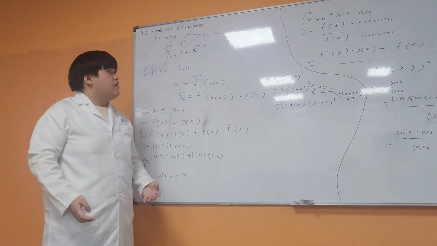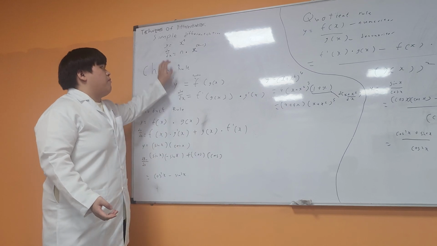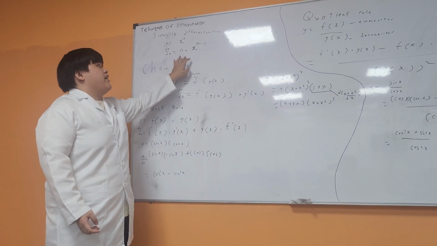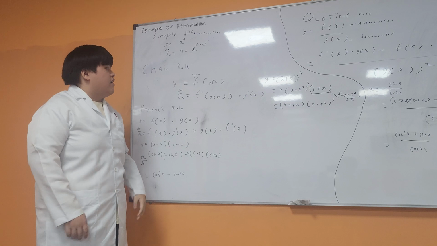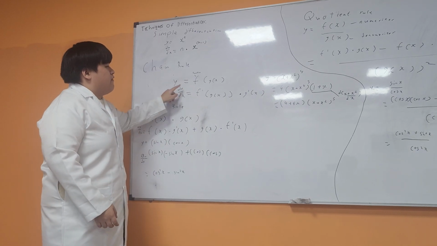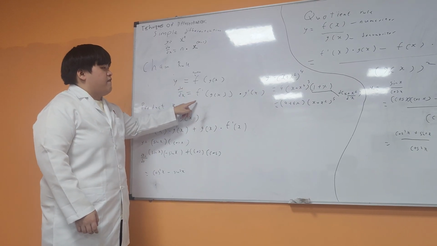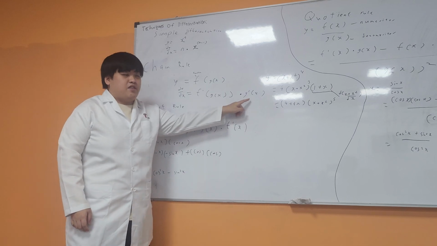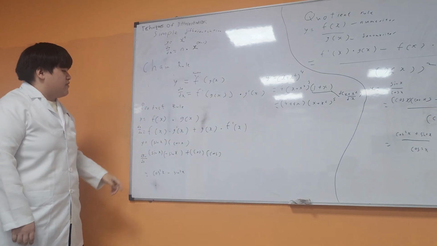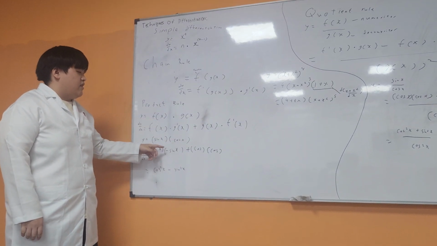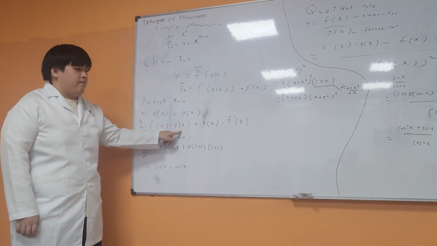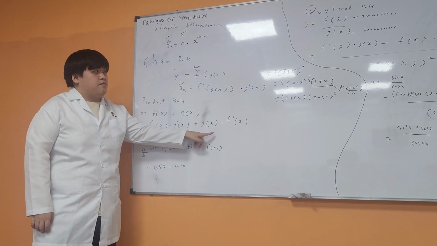Some differentiation techniques. The first technique is simple differentiation, where y equals x to the power n, which equals n times x to the power n minus 1. Another technique is the chain rule, where y equals a function within a function, where the outside function's derivative is multiplied by the inside function's derivative. Another technique is the product rule, when two functions are multiplied: the first function multiplied by the derivative of the second function, plus the second function multiplied by the derivative of the first function.